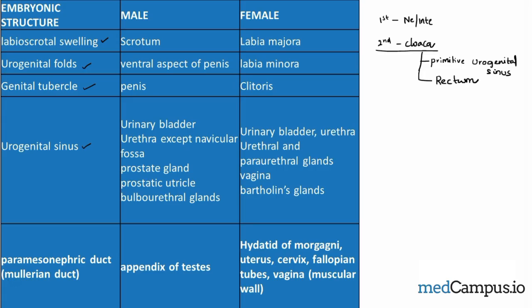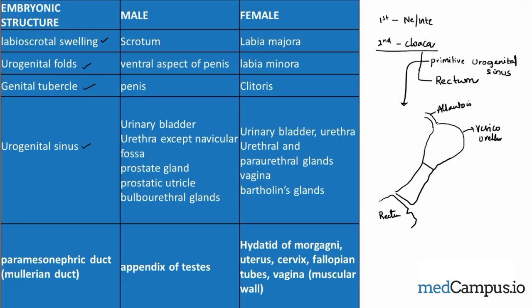Now, if this is the allantois, the allantois is followed by the cloaca, and you know now the cloaca is divided into two parts. One is the primitive urogenital sinus, which I am drawing now, and the other is the rectum. This primitive part is again subdivided into two parts. The cranial most part is the vesico-urethral canal, and the caudal part is the definitive urogenital sinus. So total is primitive, but after giving away the vesico-urethral canal, this is the definitive urogenital sinus.